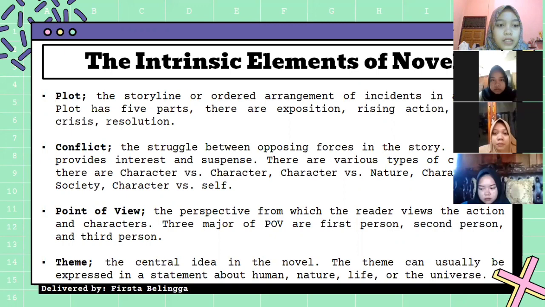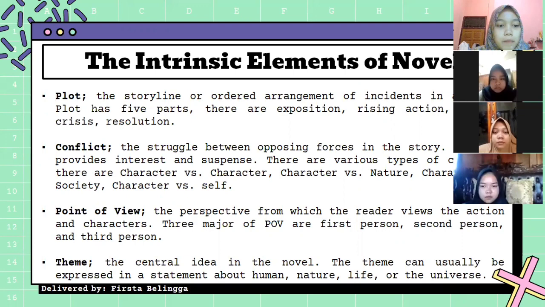And number five is point of view. Point of view is the perspective from which the reader views the action and characters. There are three major types of point of view. The first one is first person. First person is when one character narrates the story, and the second is second person. This is when the reader is addressed directly by the narrator, and the third person is outside narration that focuses on one character's observation. And the next intrinsic element is theme.